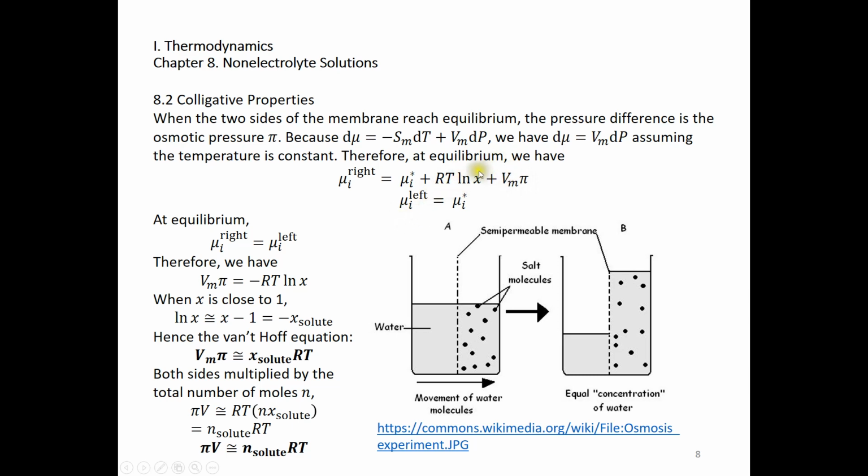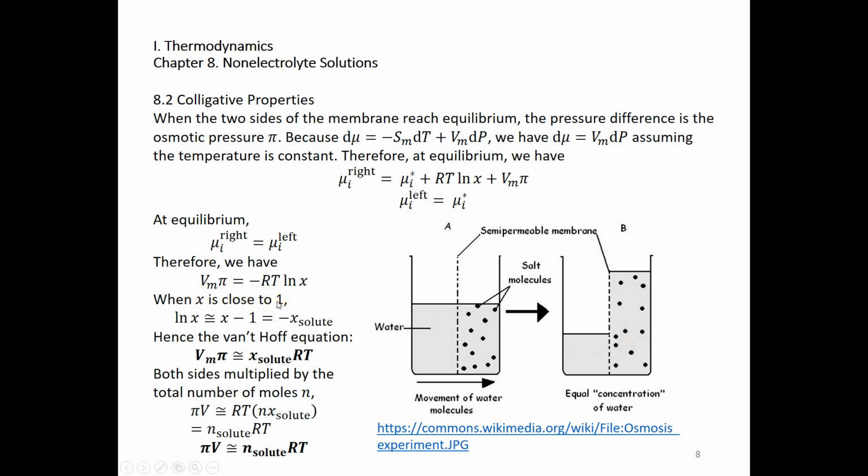And since the sum of these two should be 0, we have this equation: the molar volume of this solution times pi is equal to negative RT times the natural logarithm of x. x is the mole fraction of water. And typically this x is close to 1 because we have an aqueous solution, and mostly it's water.